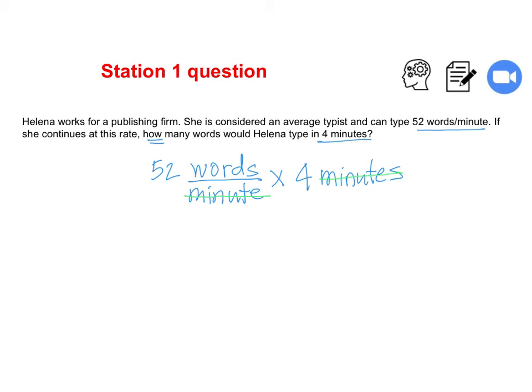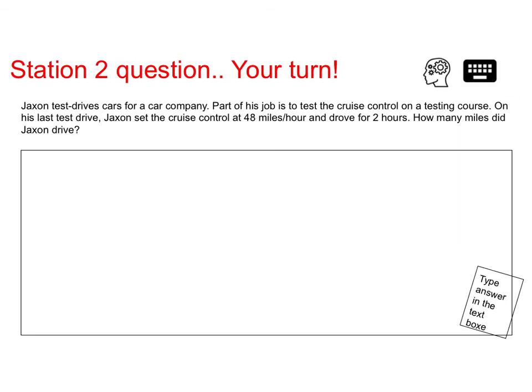And I'm left with what is, I'll do my math over here, 52 times 4, there's an 8, 20. So I get 208. And then my label is words in 4 minutes. That's what she's able to type. In a complete sentence, I would write, Helena can type 208 words in 4 minutes. Then I would have it. Okay. So then let's go to the third slide, station 2.